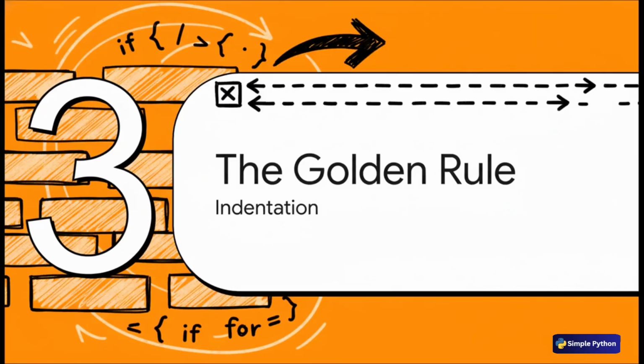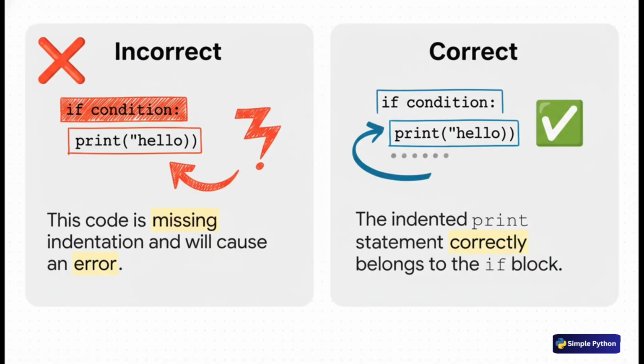Okay, we need to talk about something that is, and I'm not kidding, absolutely critical in Python. Other programming languages might use things like curly braces to group code together, but Python uses something much cleaner and honestly more readable: indentation. Getting this right is completely non-negotiable. So here's what I mean. The empty space at the beginning of a line means everything.